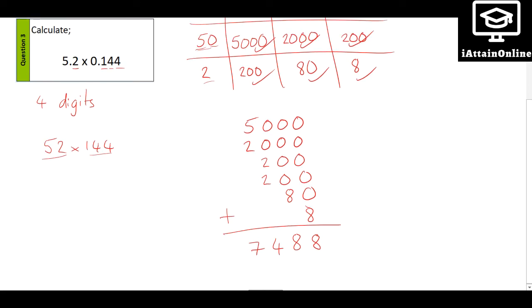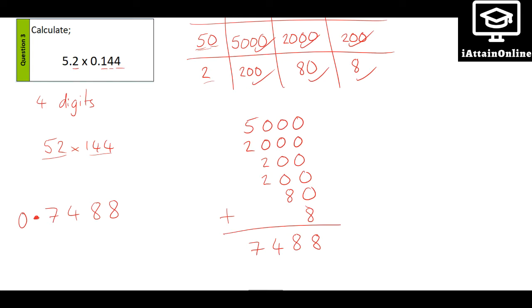So remember our question had exactly 4 digits after the decimal point. So I'm just going to write out 7488. And here I'd need to put the decimal point here so that I then have exactly 4 digits after the decimal point, and then fill in that units, because there was no number there, with a 0.